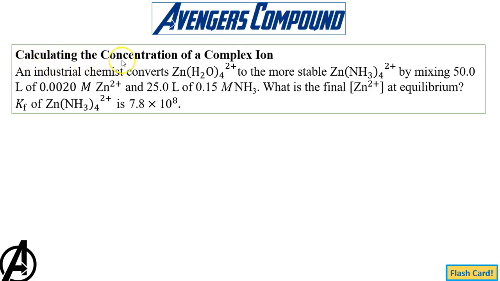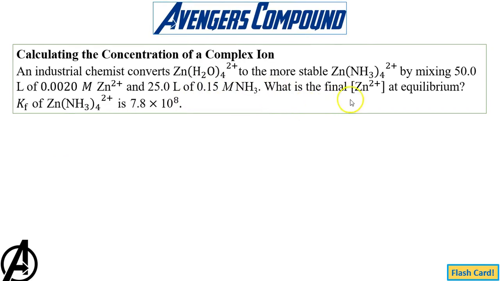This says we're going to be calculating the concentration of a complex ion. An industrial chemist converts Zn(H2O)4 2+ to the more stable Zn(NH3)4 2+ by mixing 50.0 liters of a 0.0020 molar Zn2+ and 25.0 liters of a 0.15 molar NH3. What is the final Zn2+ concentration at equilibrium?